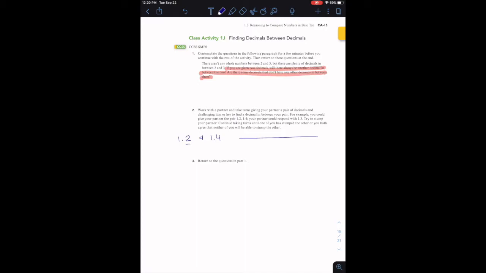If we look at it on the number line and look at our tenths, we know that between 1 and 2 tenths and 1 and 4 tenths, there's got to be a 1 and 3 tenths. So there's that number. But what if I wanted to know between 1.5 and 1.6? So that would be a situation where these are consecutive tenths.